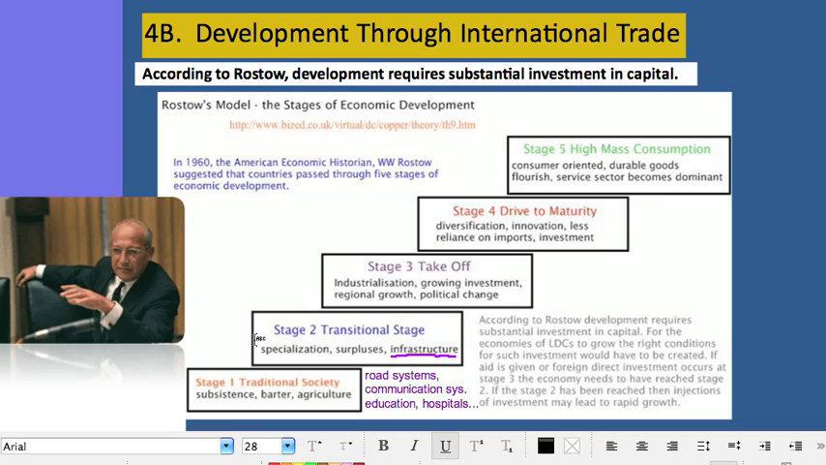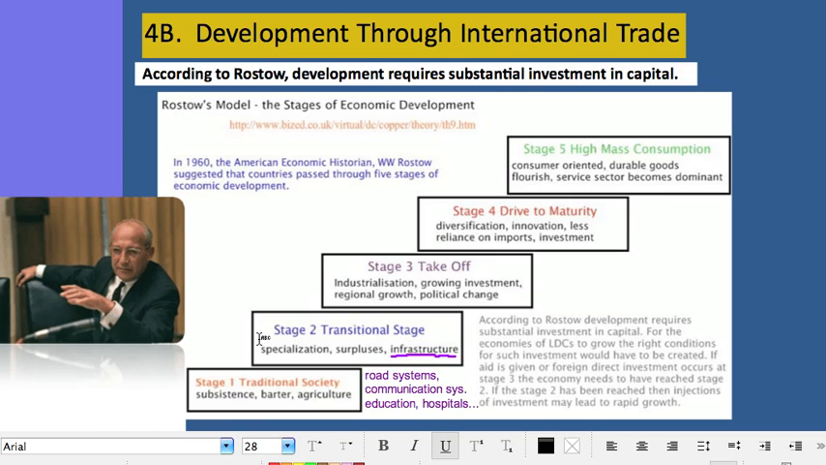Stage 2, this is called a transitional stage. So if a country wants to develop and develop fast and make lots of money, they would do this through international trade. That means they need to develop something, either a good or a service that they have that somewhere else in the world, in another country, would like to purchase that good or take advantage of that service.